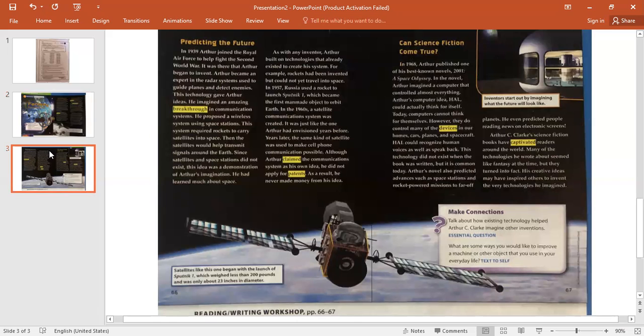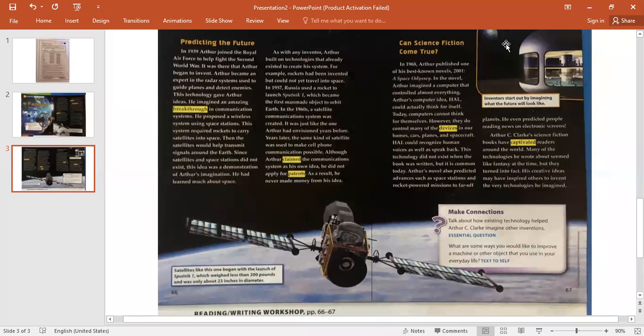All right, now predicting the future. In 1913, Arthur joined the Royal Air Force to help fight the Second World War. It was there that Arthur began to invent. Arthur became an expert in the radar systems used to guide planes and detect enemies. This technology gave Arthur ideas. He imagined an amazing breakthrough in communication systems.